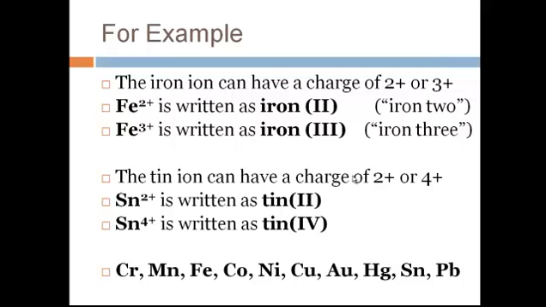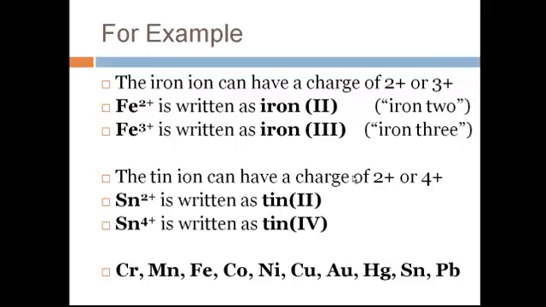The iron ion, so iron is a transition metal, it can have a charge of 2+ or 3+. And you can't tell by looking at the periodic table what the charge for the iron ion is. So if it is iron 2+, we write the word iron, and then in parentheses, we write a Roman numeral 2. And you would say out loud, iron 2. If it is the iron 3+ ion, we write iron with a Roman numeral 3 in parentheses, and we would say iron 3. You should write down these examples.